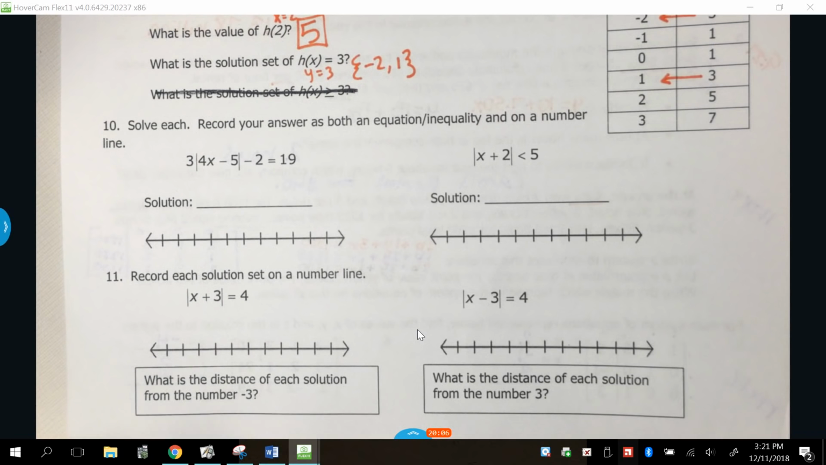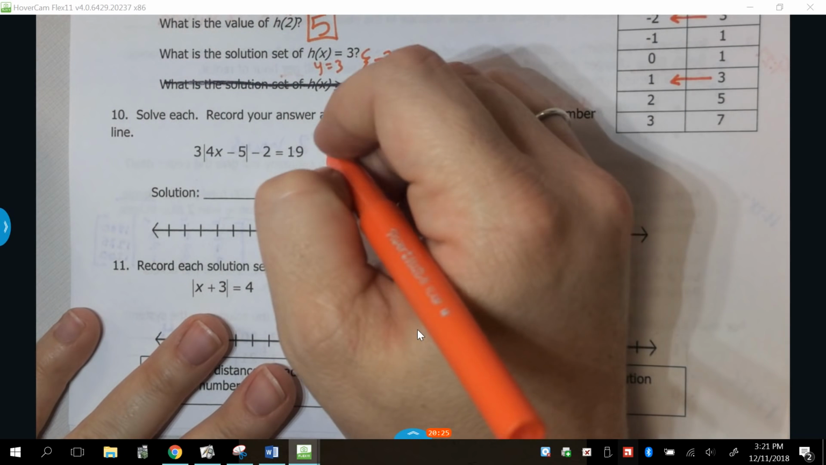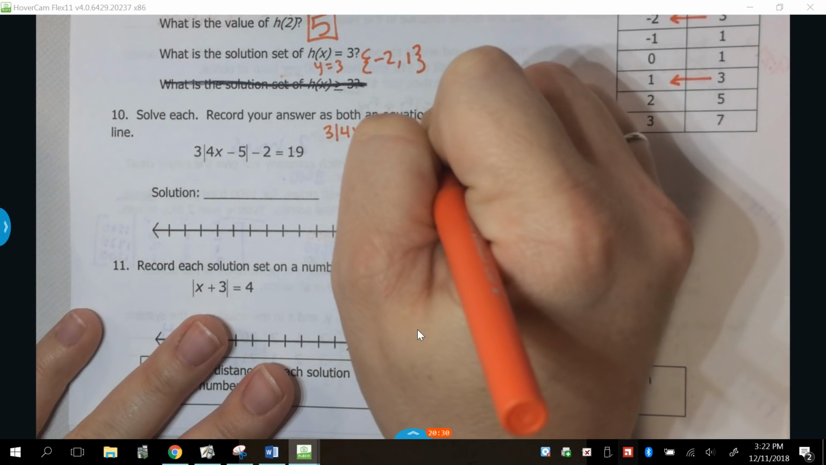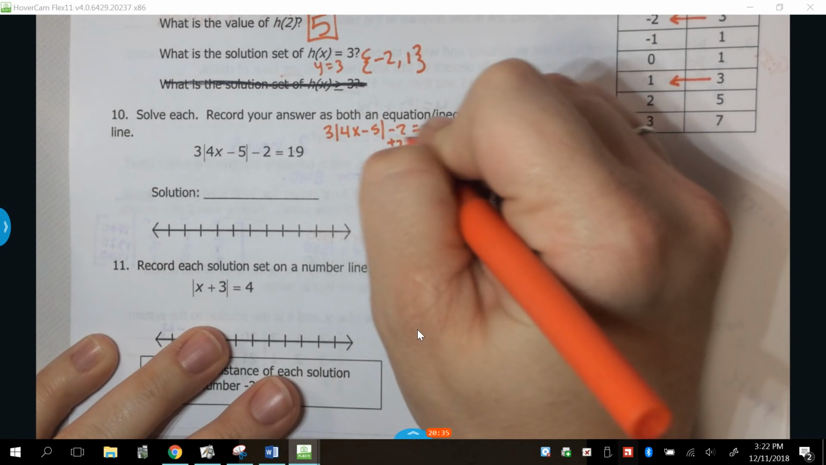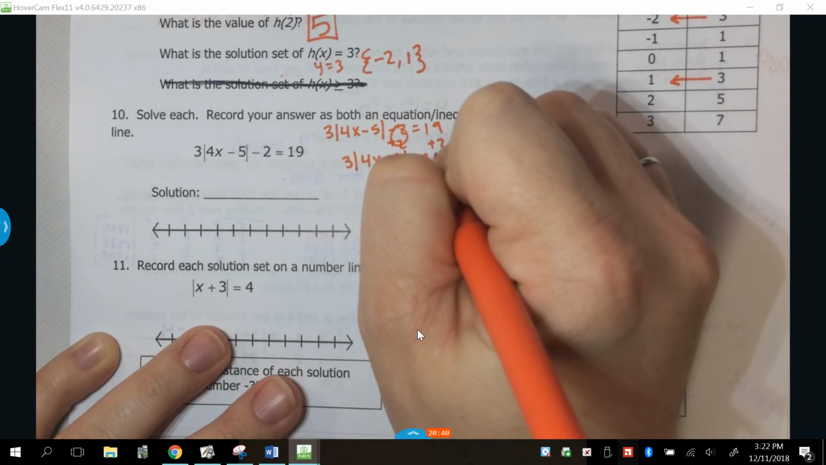Okay, let's look at 10 and 11. Doing these by hand is a lot of work, but doing it in the calculator is a lot of steps, so I'll show you both. To do it by hand, we're going to solve for x. I need to get rid of the stuff that's outside of the bars, so plus 2, and that gives me 3 times |4x minus 5| equals 21.